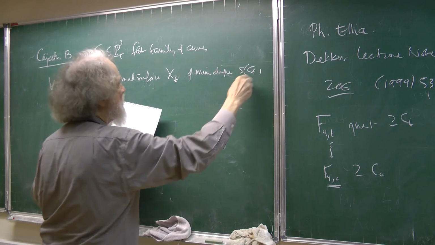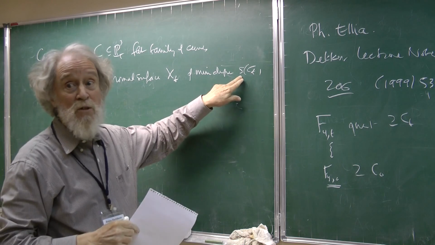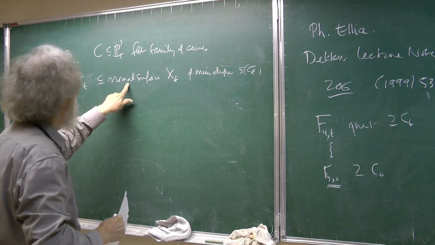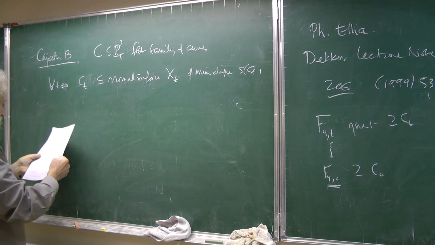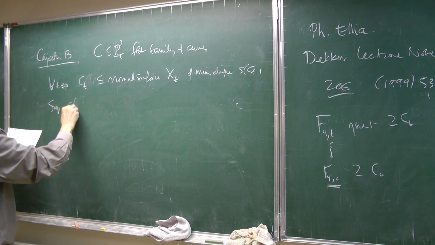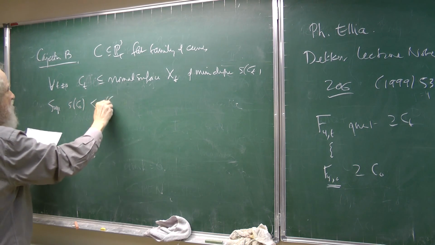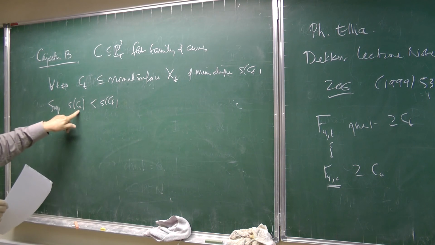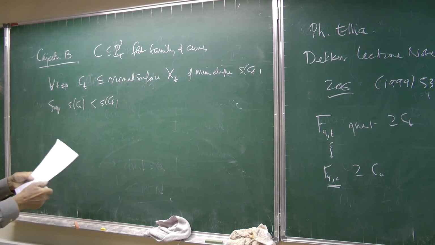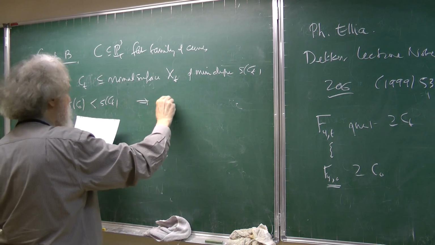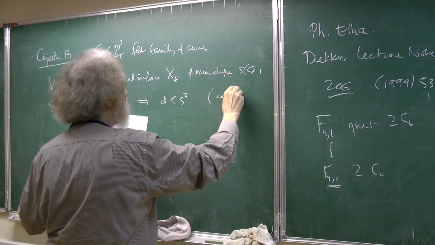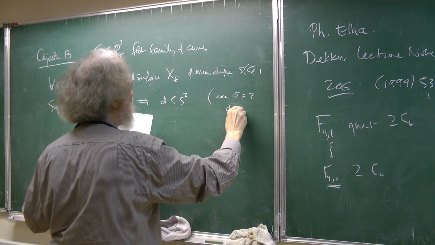I use the notation little S to denote the least degree of a surface containing a curve. So S of CT is the least degree of a surface, supposing X, the least degree surface, is normal for all T not equal to zero. And suppose that S of C0 is less than S of CT. In other words, when you pass to C0, the smallest degree surface is actually smaller than it was for CT. So that's the bad case. Then our conclusion is that D is less than S squared, except when S equals 3, where we allow D equals 9.